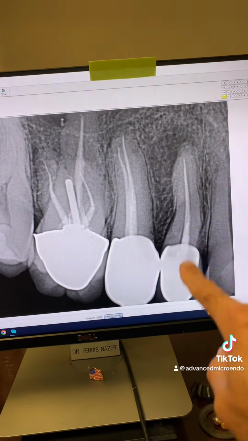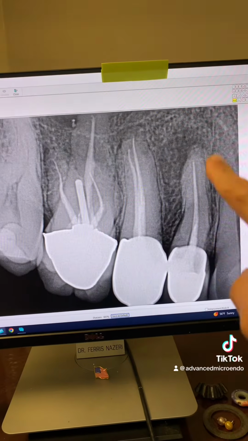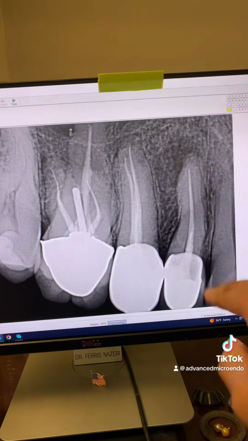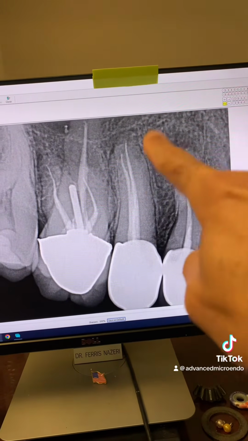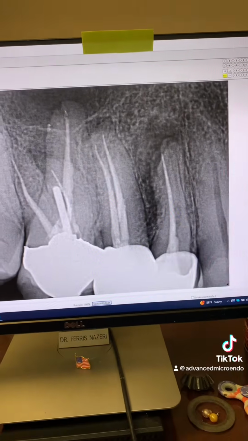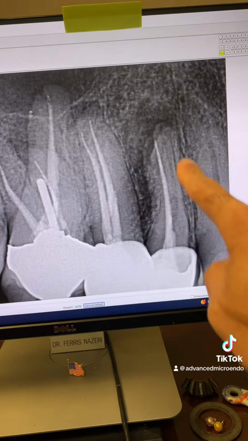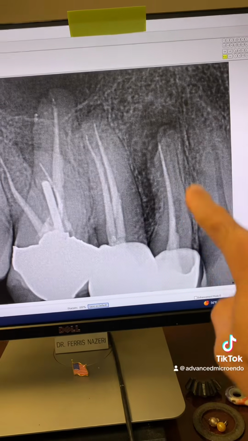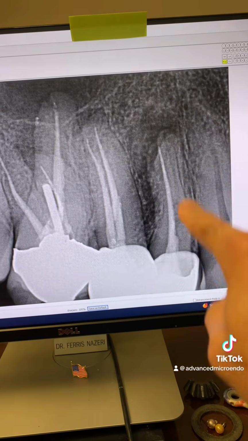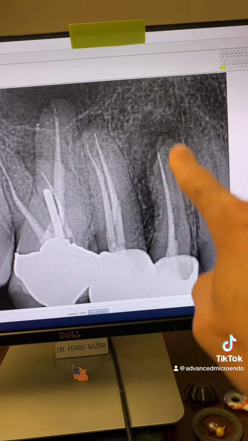And look at tooth number 5. The same dentist had done the root canal on tooth number 5, and you can see a large periapical radiolucency there as well. And in this angulation, you can see that the dentist missed a palatal canal on tooth number 5.